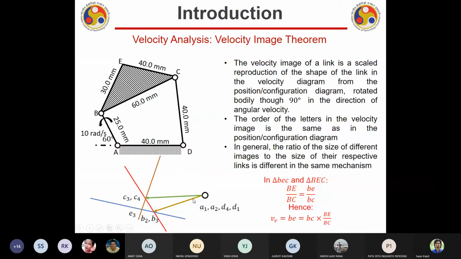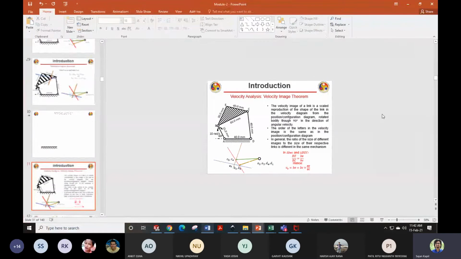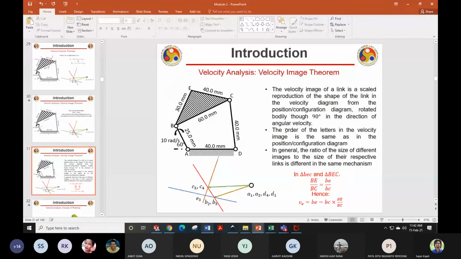Yes, sir. And then you got the velocity of E. Simple. With respect to B. Who has got it and who has not got it? It's correct, na? Yes, sir. This is called the velocity image theorem. Okay. And from here itself, you can find out quickly the velocity of any point on the link.